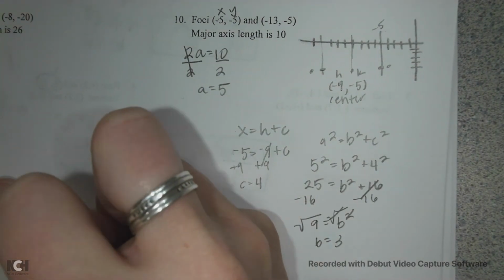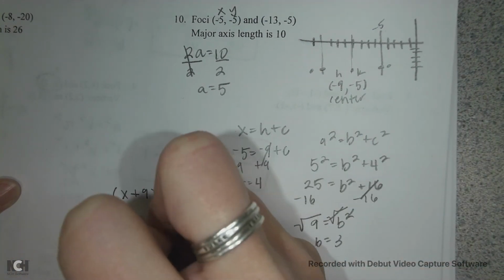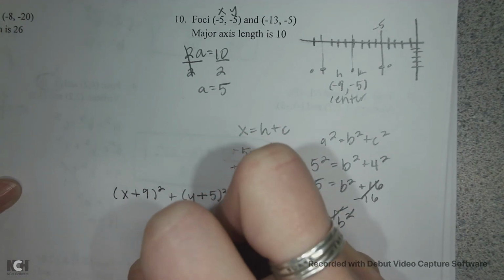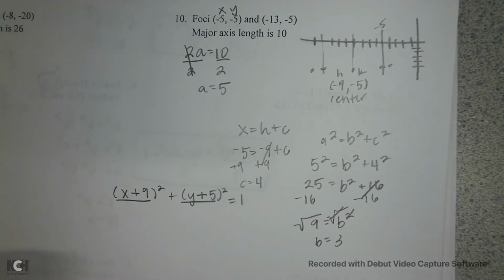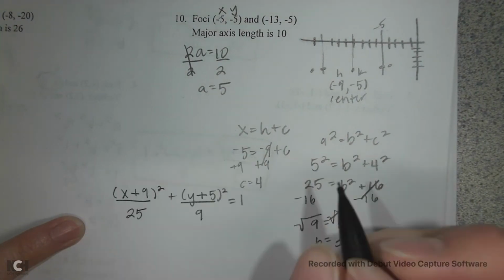So then we're writing our formula. We have x minus our h, which is -9, and y minus our k, which is -5, and then we have a first, because it's horizontal. So my a is 5 squared, which is 25, and my b is 3 squared, which is 9.